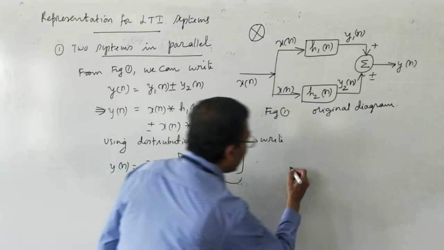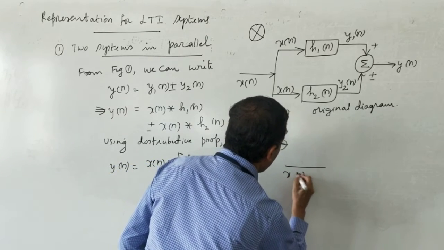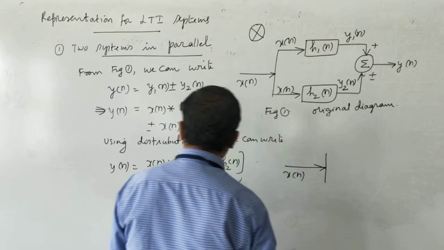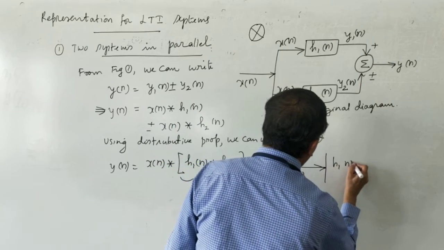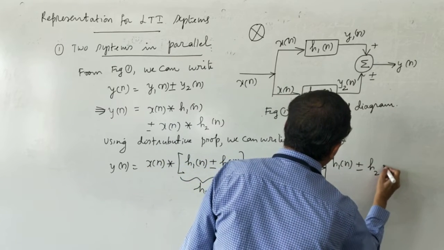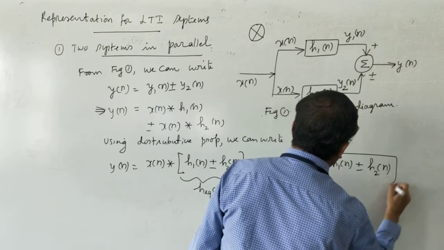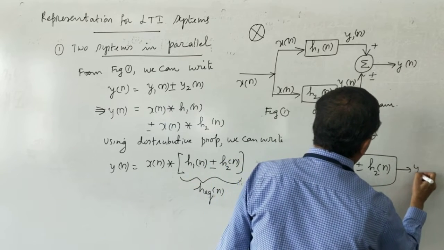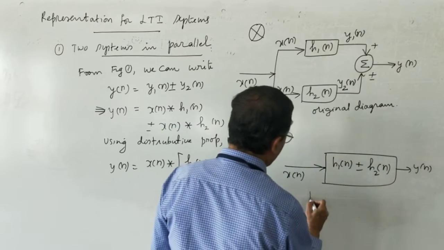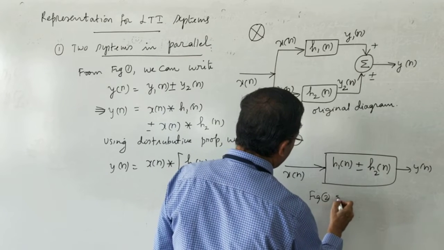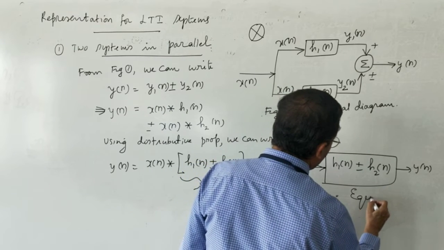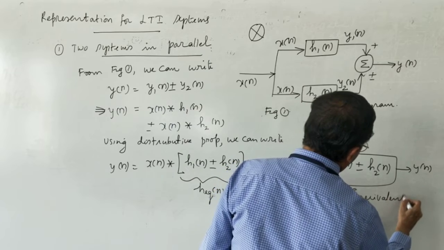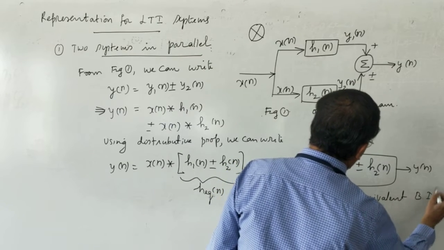That block diagram is like this. Input is X of N. Inside the block, the impulse response is H1 of N plus minus H2 of N. And the output of this block is Y of N. This is called figure 2. This is known as the equivalent block diagram.